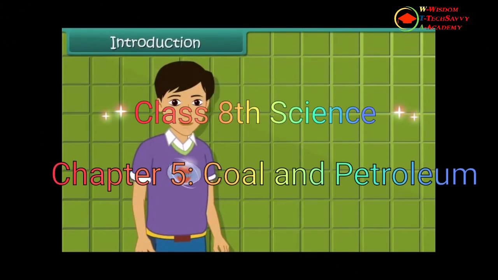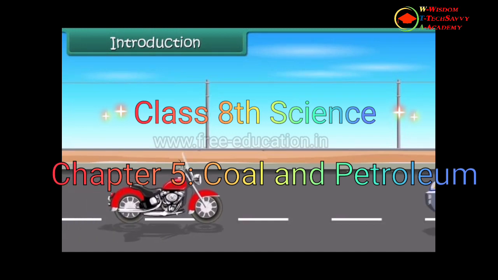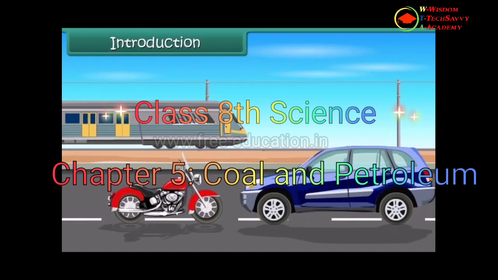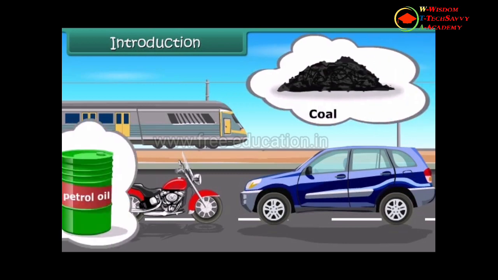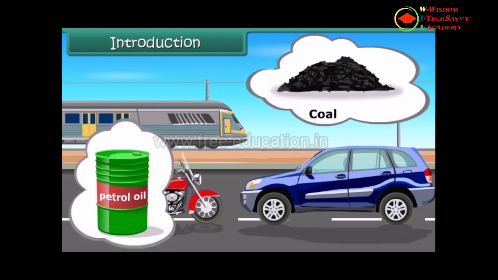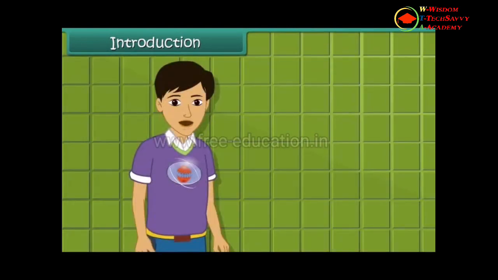Hi friends, we can see so many vehicles like bikes, cars, trains, etc. all running around us. They don't eat any food like any living being does. Then how do they get their energy? Yes, they get their energy from fuel. The fuel can either be coal or petroleum products. They provide energy for vehicles to move. In this module, we are going to learn more about these natural energy resources.